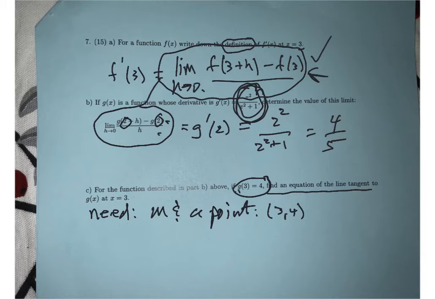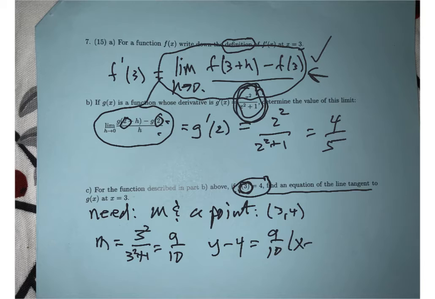And so the slope, now notice x equals 3 here. So we're going to plug 3 in. We get 3 squared divided by 3 squared plus 1, 9/10. And now we can write our equation. y minus 4 equals 9/10 times x minus 3.